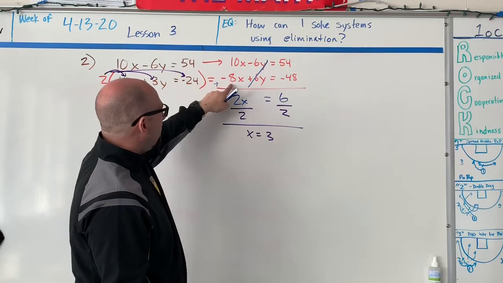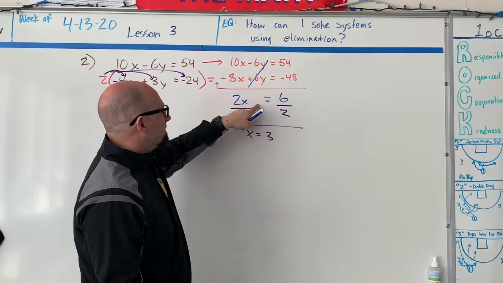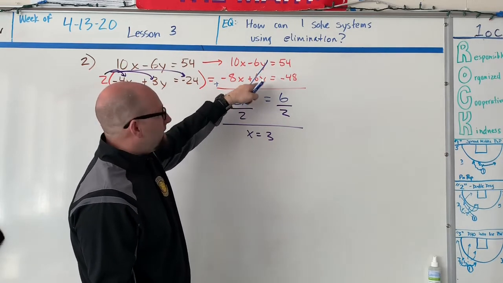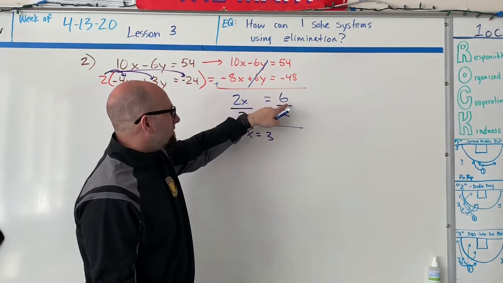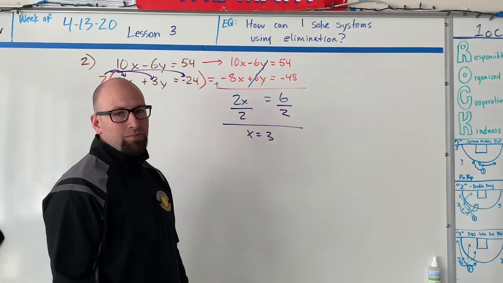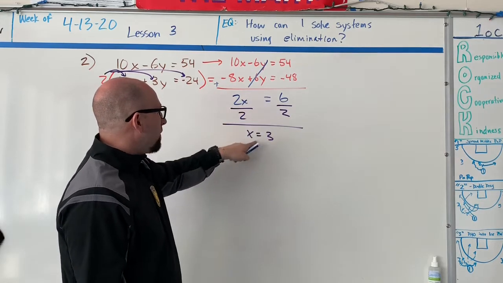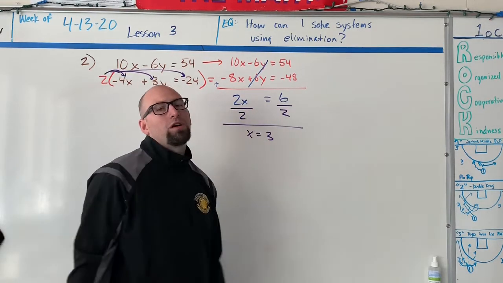You got 10 minus 8x is 2x. 10 minus 8 is 2. Negative 6 plus 6 is nothing. That's why there's nothing there. That's why we cancel it out. 54 minus 48 equals 6. So now what we have is 2x equals 6. Okay, that's simple. We just divide by 2, both sides. 2 divided by 2 is 1. 6 divided by 2 is 3. We've got our x coordinate point.